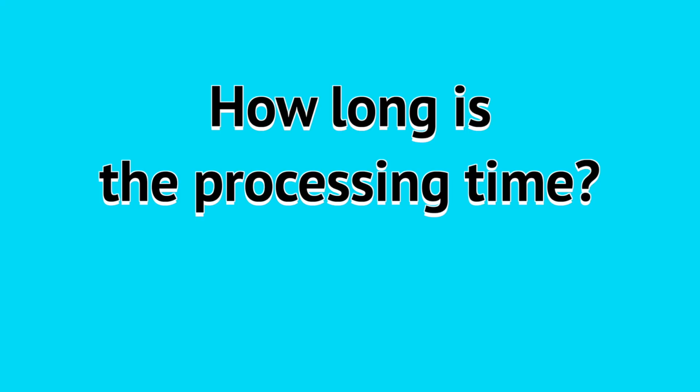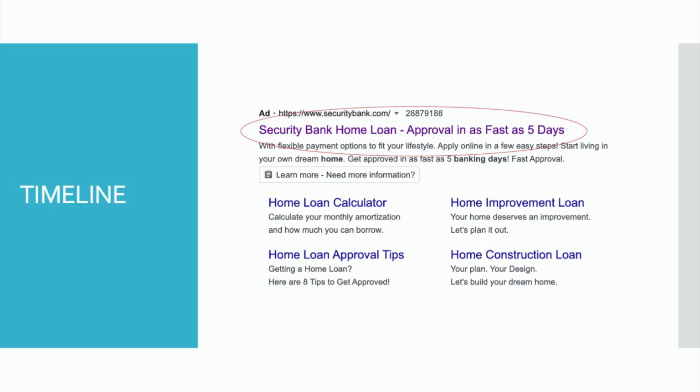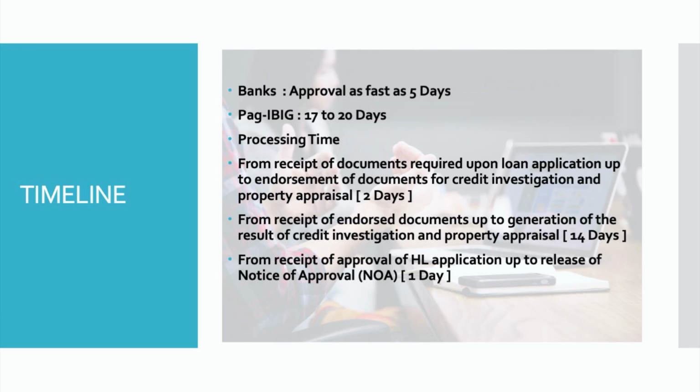But some banks can extend their loan term hanggang 25 years. As for the processing time of loan approval, most banks are pretty fast. In fact, some of the banks are advertising that you can get approved as fast as 5 days. So with Pag-ibig naman, they have a timeline of more than 2 weeks up to the release of notice of approval. Sa tagal din, it really depends. Kagaya ngayon, it's pandemic. Some banks I've experienced last year, they have to quarantine the documents. So that's going to take some time also.